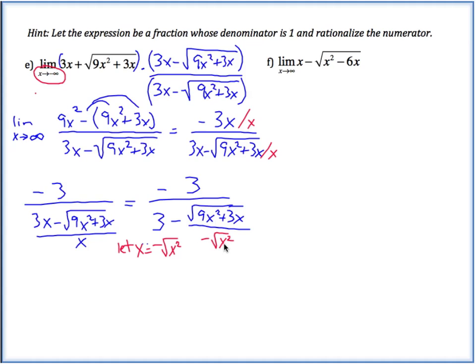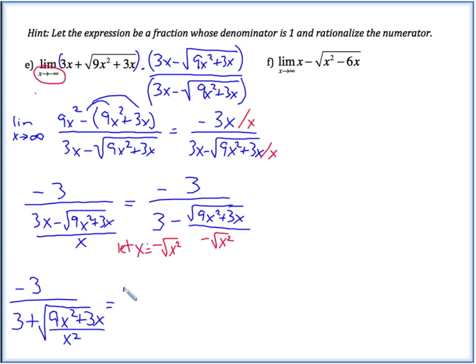Okay, so let's go ahead and rewrite this now. So we have negative 3 over 3. Well, let's see, it was minus, and we divided by a negative. So those two things combine to be plus. So now it'll be the square root of 9x squared plus 3x over x squared.